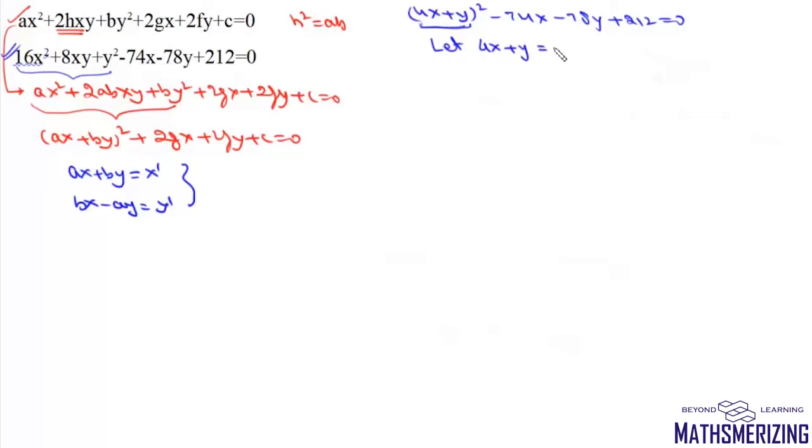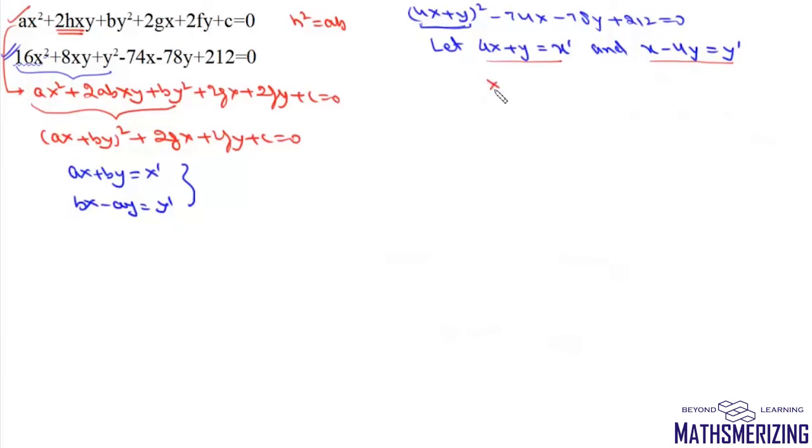So I'll let 4x plus y be some x dash, and a line perpendicular to it I'll write as x minus 4y, and say it is equal to y dash. Now we need to find x and y in terms of x dash and y dash. So I'll need to solve these two equations. So I'll multiply the first equation with 4 and I'll add them.